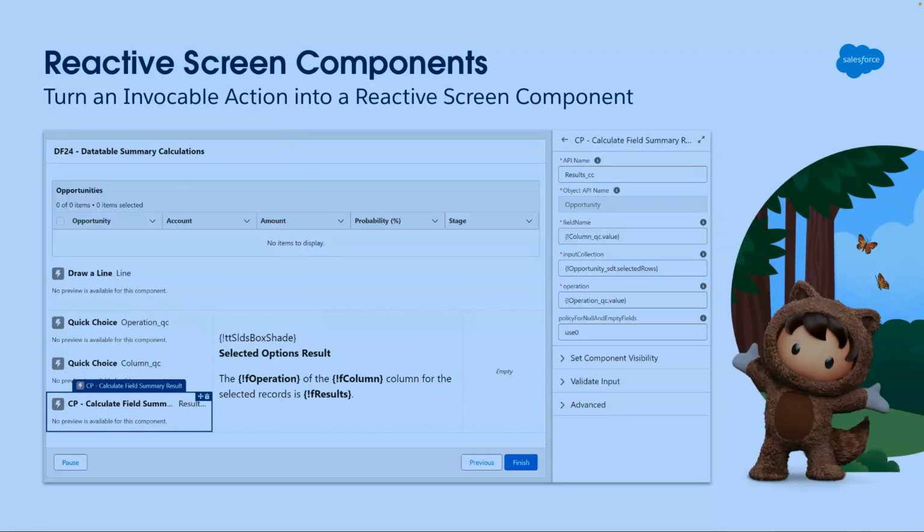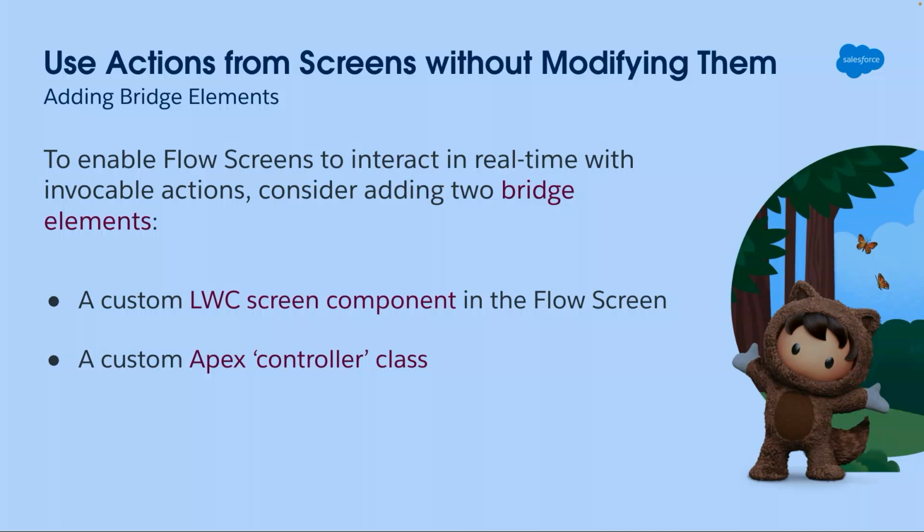So looking on the flow builder, you can see here I have the data table, I have the pick list inputs, and I have my display text that's showing the result, but I have this new component, Calculate Field Summary. This is the new Lightning Web component piece that does these bridge components, that's sitting there on the flow screen and reacting immediately to any changes that the user is making to any of the other components on the screen. And it's also taking their answers and sending it to the display text.